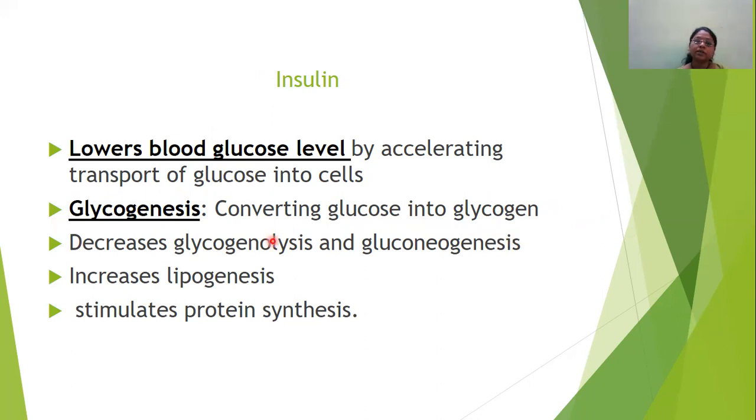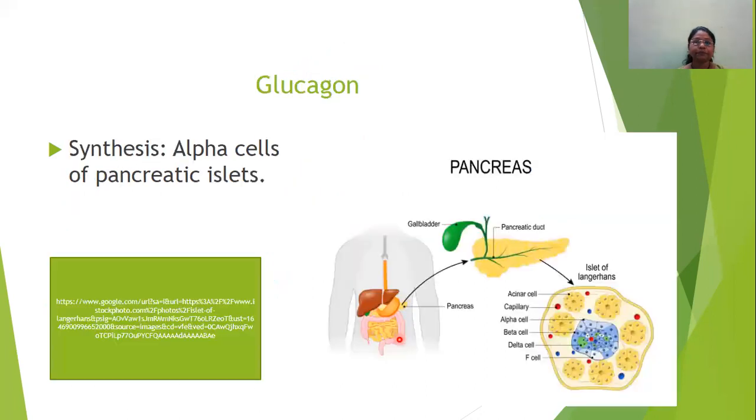Then it decreases glycogenolysis and gluconeogenesis. Then it increases lipogenesis, that is lipid formation. When there is more and more insulin, after conversion of more glucose into glycogen, if some more glucose is present in the body, then that glucose gets converted into lipids, that is lipogenesis. Then it also stimulates protein synthesis.